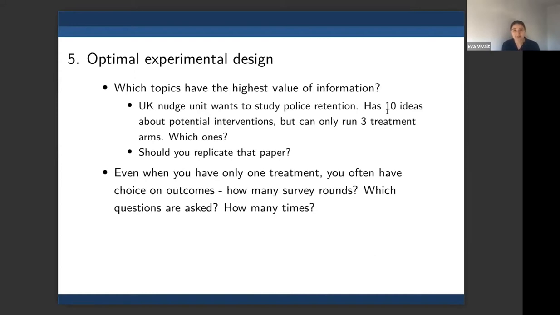Or you can think of this in the context of replication. Should you replicate that paper? And yet I would say this is important to people, even if you don't have many, many treatment arms. That's a common response: hey, I don't have that kind of freedom. I'm evaluating one thing. How is this useful to me? And I would still say, look, this is still useful to you because you always have a choice about the outcomes. How many survey rounds you do, which questions you ask, how many times you ask those questions, or how many rounds of data are you gathering for your repeated measurements. You can always think of priors as a potentially useful input to your power calculations.